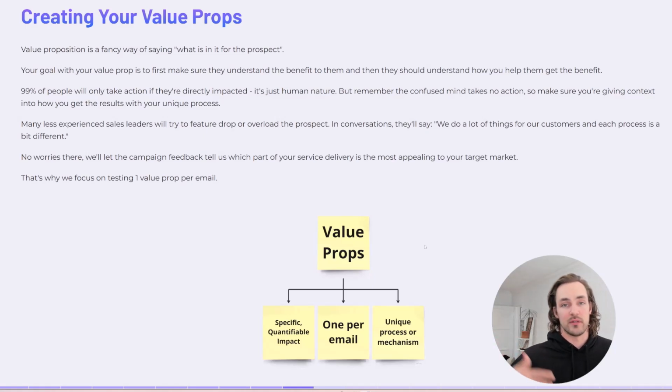I've talked to quite a few sales leaders. Some of them are less experienced. They'll try to feature drop or overload the prospect. And in conversations, I'll hear things like, hey, we do a lot of things for our customers. Each process is going to be super custom. Not everyone's getting the same delivery. That's all right. We're going to ultimately let the campaign feedback tell us what is most resonant in your target market. So they're going to tell us which part of your service delivery is going to be the most appealing. And so that's why we're really focusing on testing just one value prop per email.